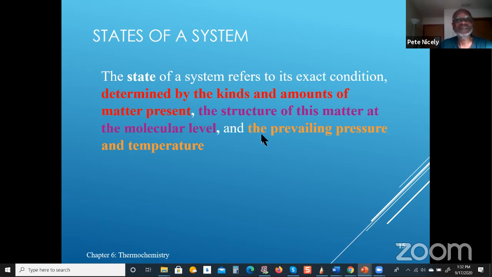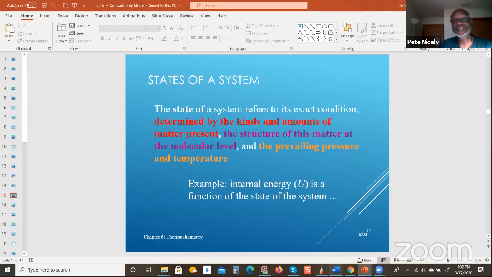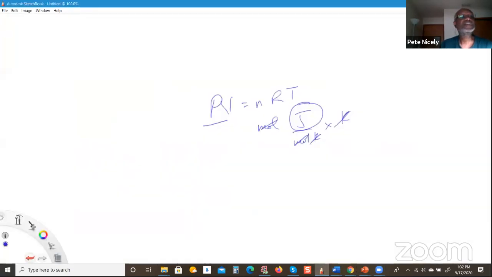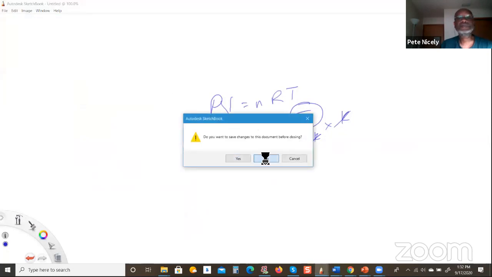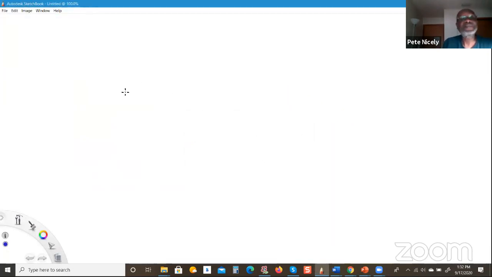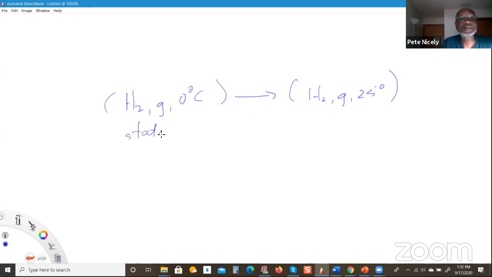So let me explain what I mean further by using some examples of different states. Let me go back to my writing pad here again. Okay, so let's say I have hydrogen gas at 0 degrees Celsius. And I increase the temperature of the same gas to 25 degrees Celsius, right? Well, these are two different states. This is state 1 and state 2.